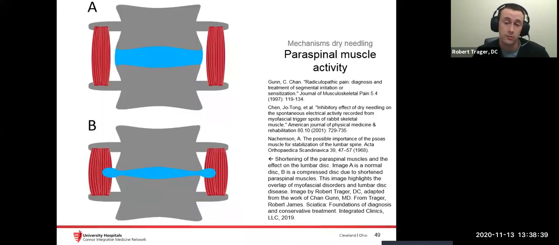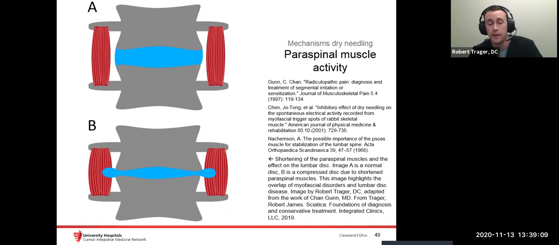This is what we call Gunn's radiculopathic model, and he's a medical doctor and acupuncturist who theorized that when we have muscle spasms alongside the spine, it actually compresses the disc. And a really interesting theory, because some of the other biomechanists have done calculations where even just the psoas muscle can put 50 to 100 pounds of compression on the spine when it's contracting. So I think that there's some research to back that up.